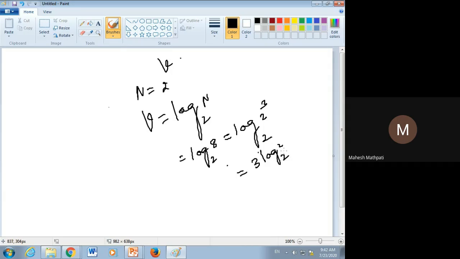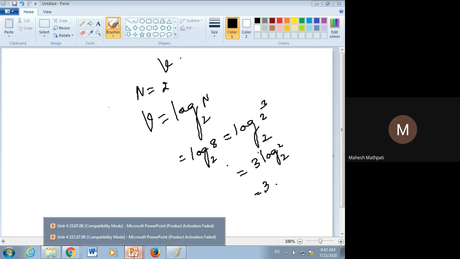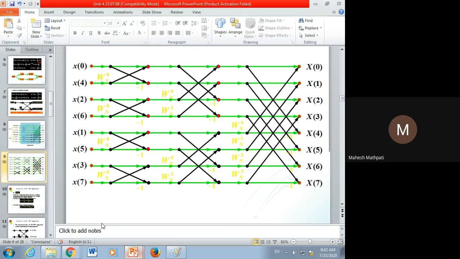The value of this is how much? 3. Log to the base 2 of 2 is 1. So it is 3 into 1, and the value is 3. The number of stages required for performing the calculation is 3. So that's how we can understand that for an 8 point we require 3 stages.